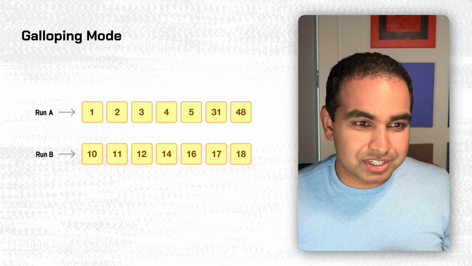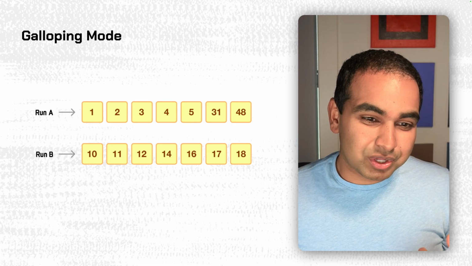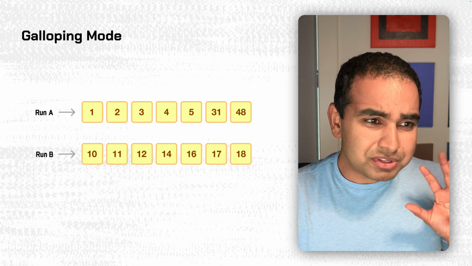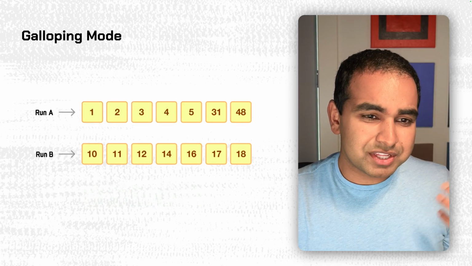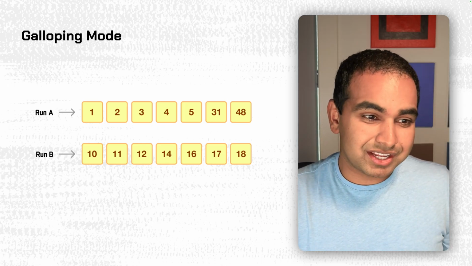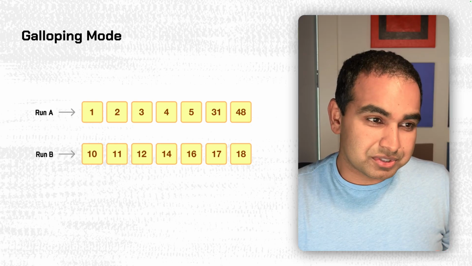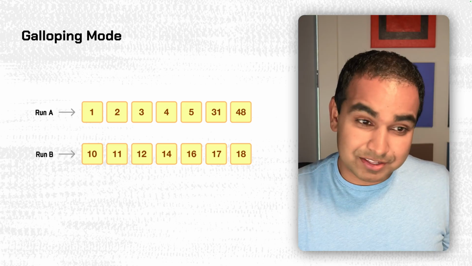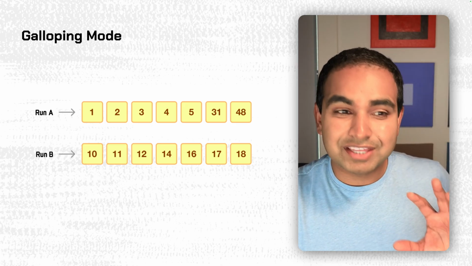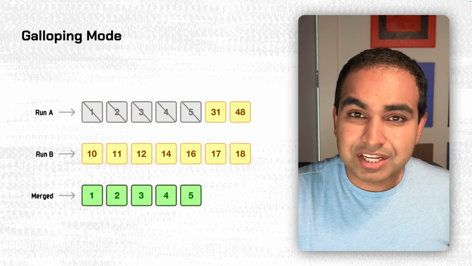So here are the 2 runs we're merging. 1, 2, 3, 4, 5, 31, 48 are the values in run A. 10, 11, 12, 14, 16, 17, 18 are the values in run B. When we start this merging operation, we compare the first item in run A, 1, to run B. Is 1 less than 10? It is, so we move that to our final merged collection. Is 2 smaller than 10? It is. Is 3 smaller than 10? It is. 4 and 5, all the first 5 values are less than the very first value of run B, which means we can safely add them to the merged collection.